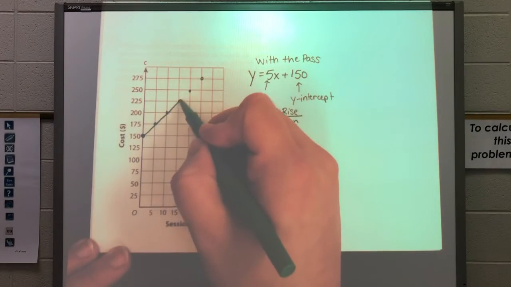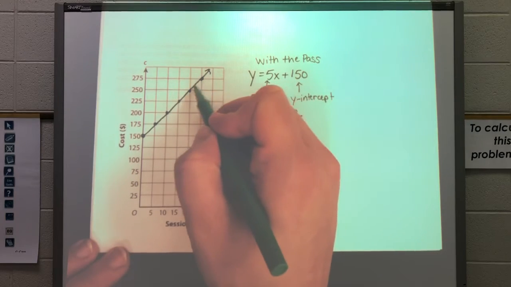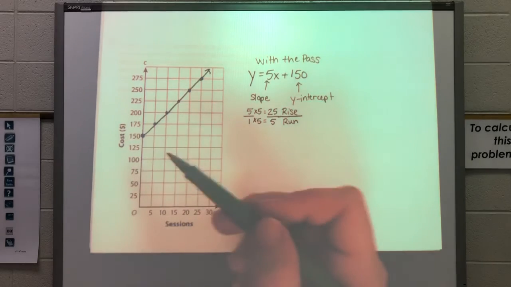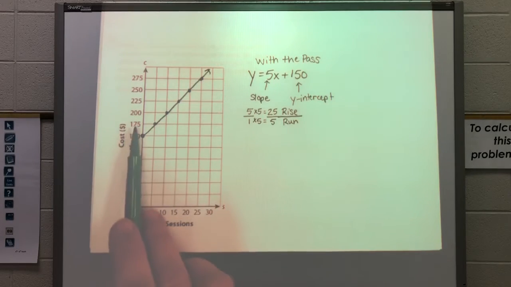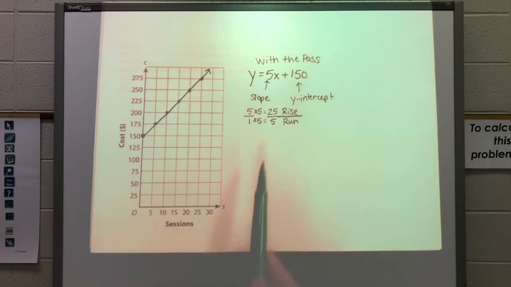Now it looks like we're going up 1 and over 1. Well, that is true, but it's also false because we're not really going up one value. We're going up 1 unit, but the value of what we're going up is 25, and the value of what we're going over is 5. So we are doing what the slope is telling us to do.